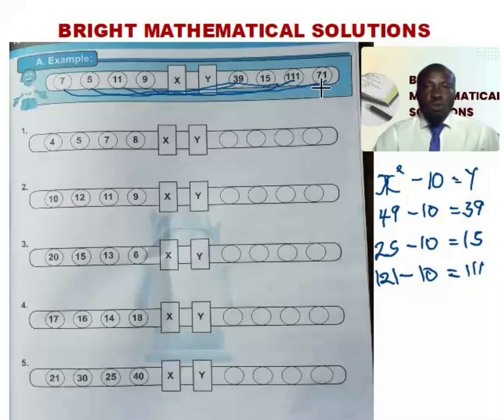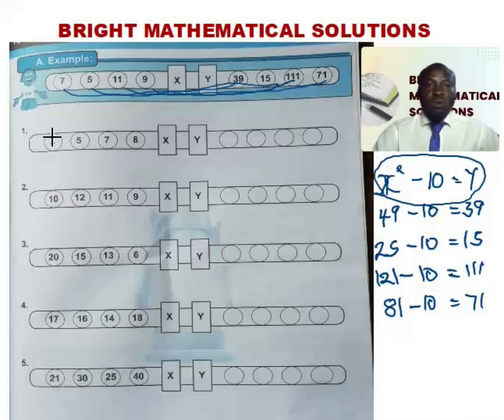So it is true. Let's see if it is true for the last one. 9 raised to power 2 is 81. Minus 10, it gives us 71. So this is the operation. We can now adopt this generic operation as the operation that solves the entire problem. So let us take it one after the other.